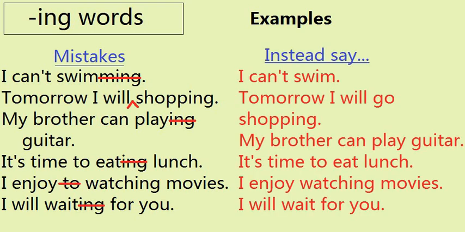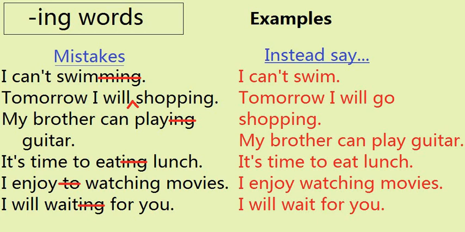So instead of "I can't swimming," we just say "I can't swim." No ing verb after a can't. "Tomorrow I will go shopping." So we can put go shopping after a will, we can't just have shopping after will. Then, "my brother can playing guitar" becomes "my brother can play guitar." So again, can is not followed by ing, can play.